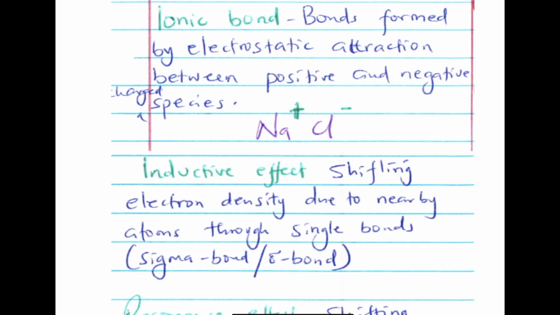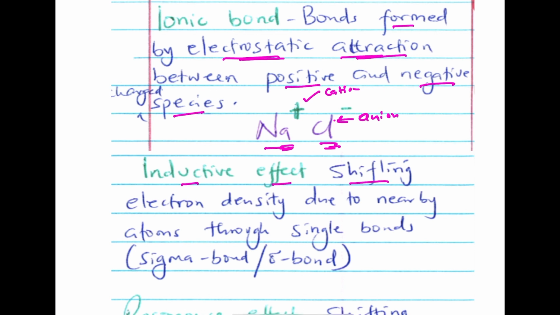Ionic bond. These are bonds that are formed by electrostatic attraction between positively and negatively charged species or ions. So for example, sodium chloride, where sodium is positively charged, we call that cation, while the chloride is negatively charged, we call that anion. So the key there is electrostatic attraction. Also, some books will say electron transfer. So sodium loses an electron to form a positive charge, while chlorine accepts an electron to form a chloride ion, which is negatively charged.